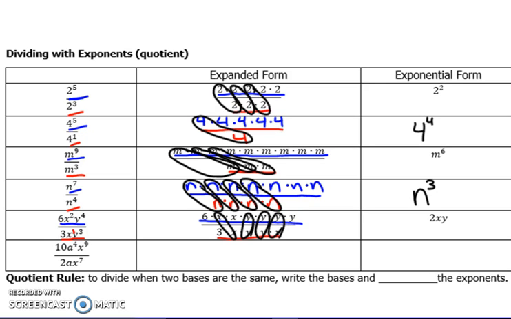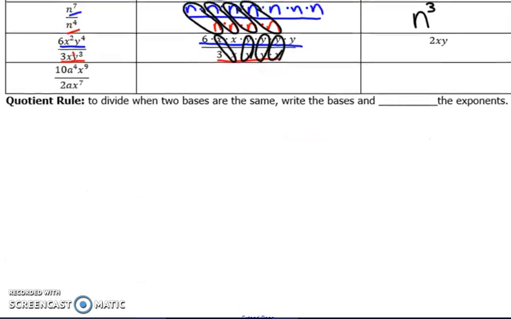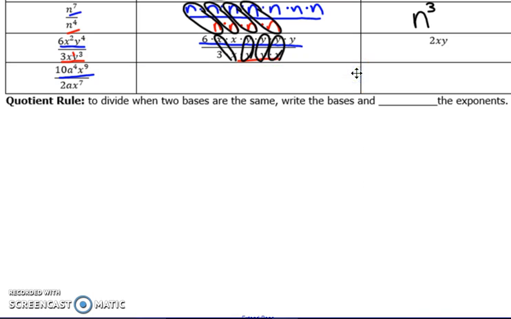Now, for the last one, we have 10a to the 4th x to the 9th. So 10, we have 4 a's. I'm going to run out of room, so I'm going to do 10 times 1, 2, 3, 4. And now I have 9 x's, so I need 9 x's multiplied together. 4, 5, 6, 7, 8, and 9.